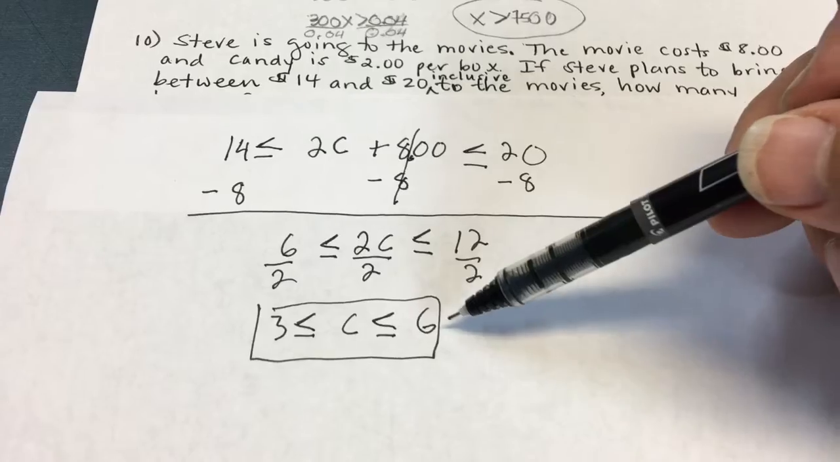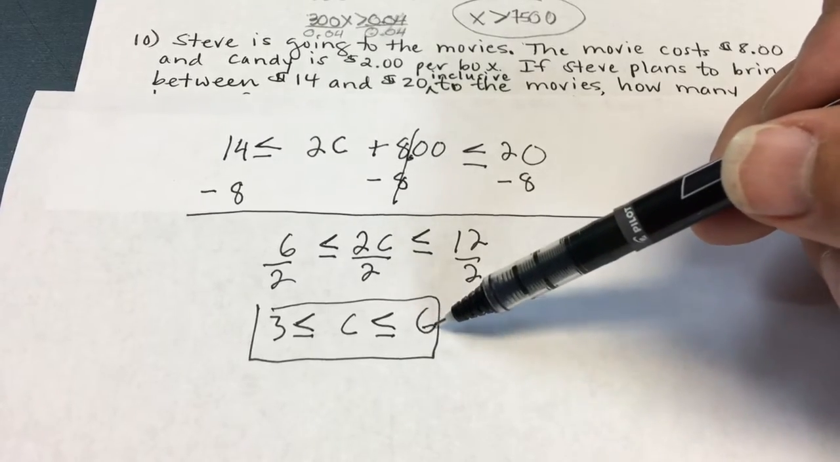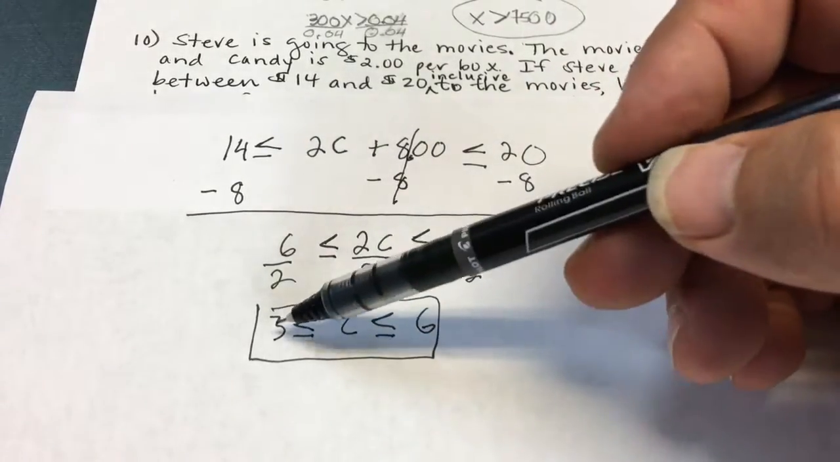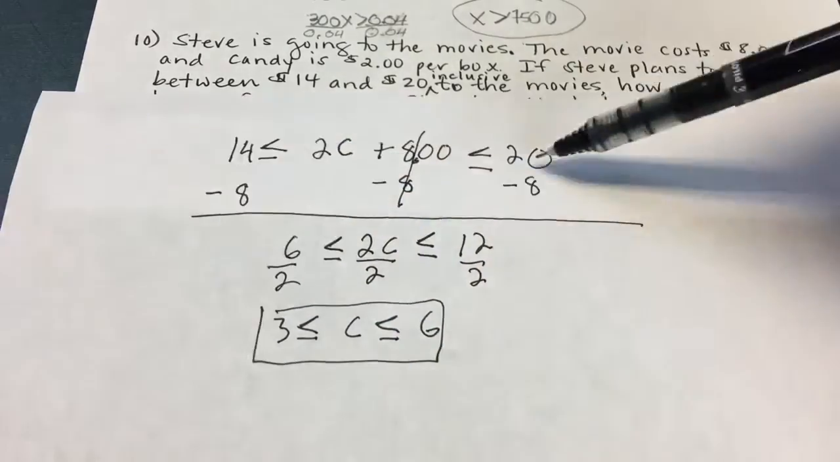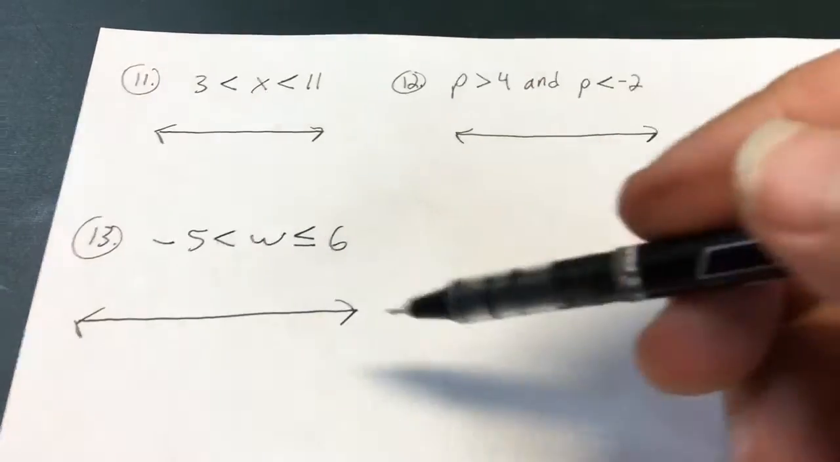The implication of this is if he brings $20, he'll be able to get 6 boxes of candy. But if he brings $14, he'll only be able to get 3 boxes of candy. So he'll be able to get between 3 to 6 boxes of candy, depending upon if he brings $14 or $20. I have 11, 12, and 13.